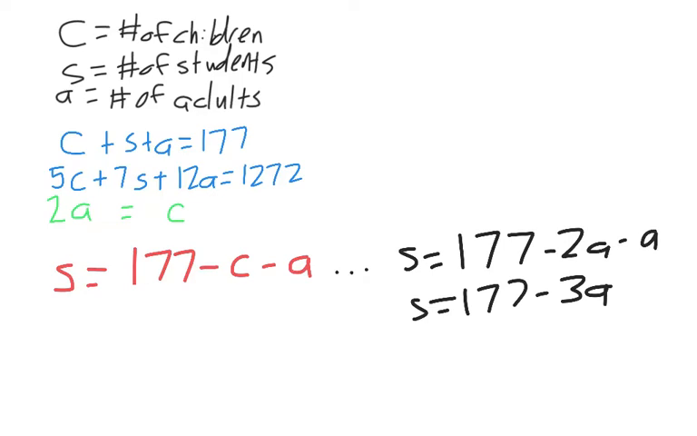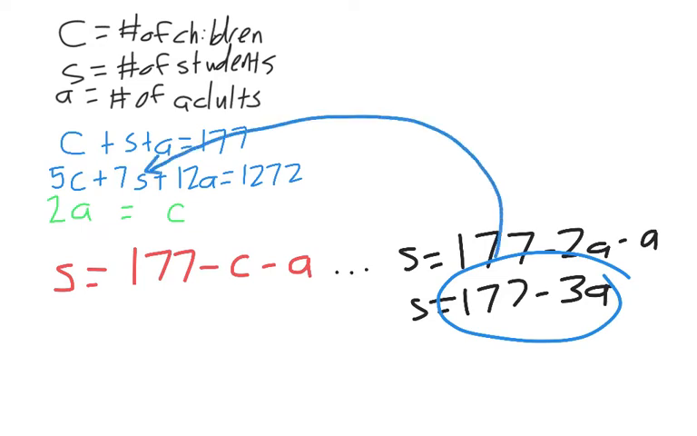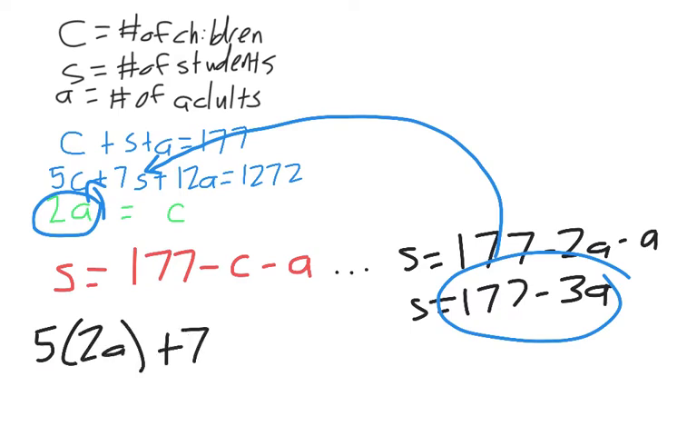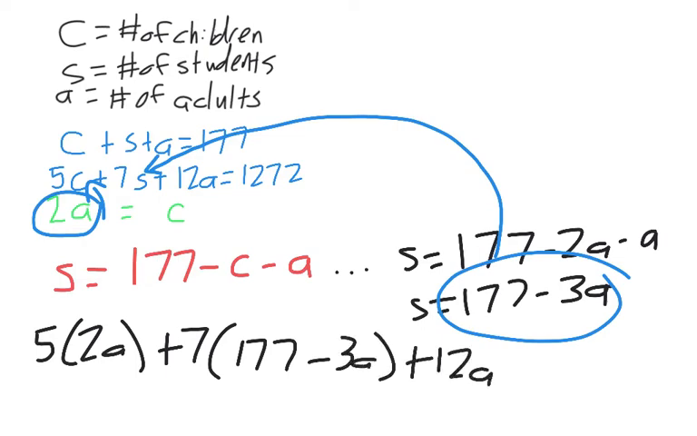All right, so I'm going to take this, plug it in for S in the middle equation. And so it'll be in terms of A. And then I'm going to take this, C is 2A, plug that in for C in the second equation, and I'll only have an A there. So this will be 5 times 2A plus 7 times S, which is 177 minus 3A, plus 12A equals 1272.